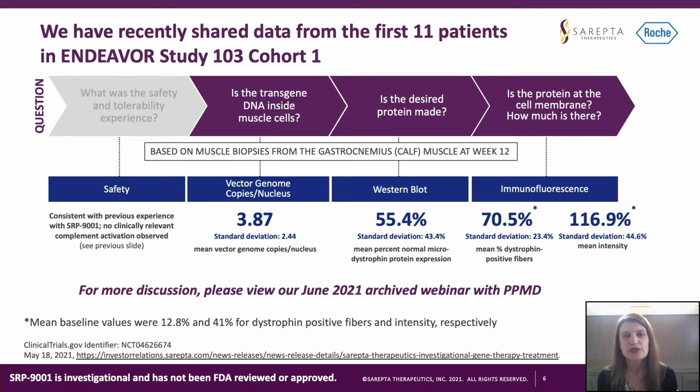Then we also ask, is microdystrophin getting to the right place, and how much is getting there? We do this by staining the muscle biopsies using immunofluorescence staining, and then we quantify this in 2 ways. One, looking at the total number of positive fibers, where we see 70.5% in the 11 patients, and then also in the intensity compared to normal. So we see 116.9% as compared to normal at 12 weeks. Next slide, please.